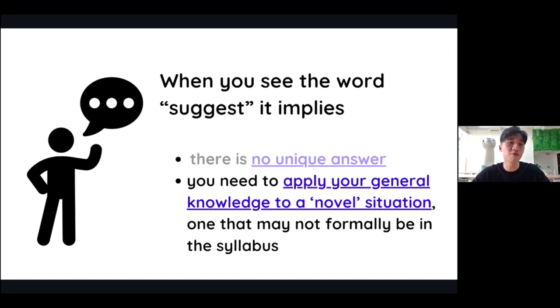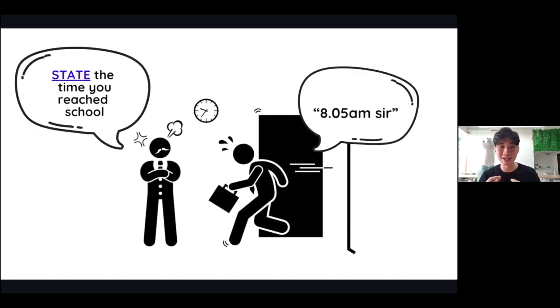Now, I know a lot of you right now might be very confused with how command words will work. Therefore, let me just help you visualize this situation. So imagine you're late for school and you're sent to the discipline master's office. Now, if the discipline master asks you to state the time that you reach school, you just give a very straightforward answer like 8:05 a.m.